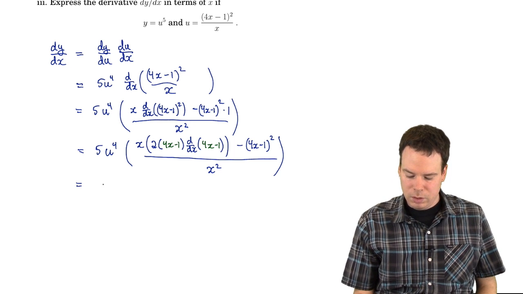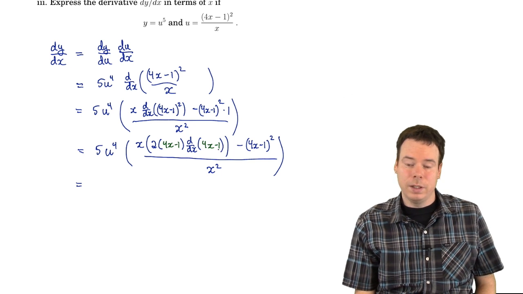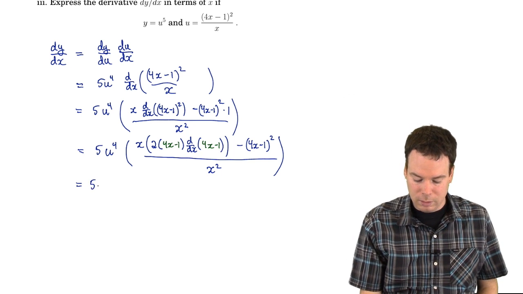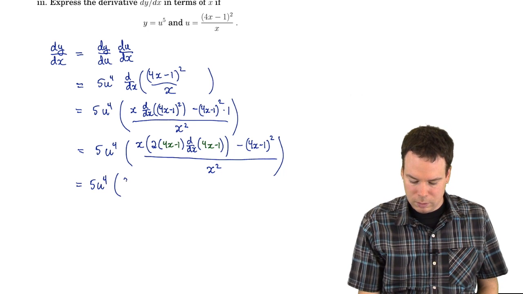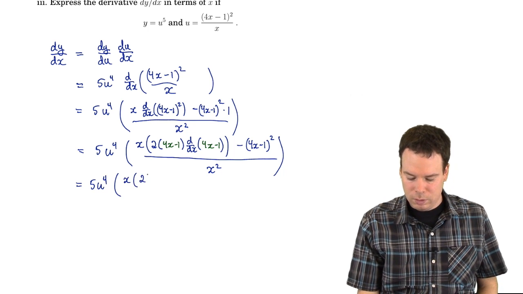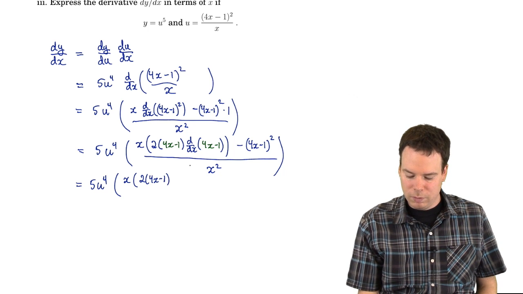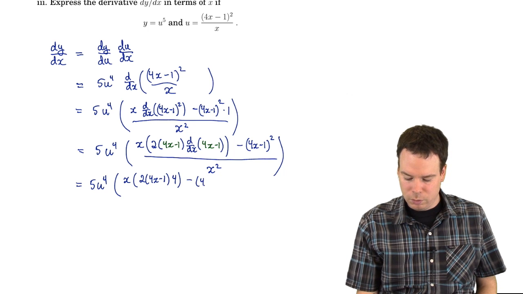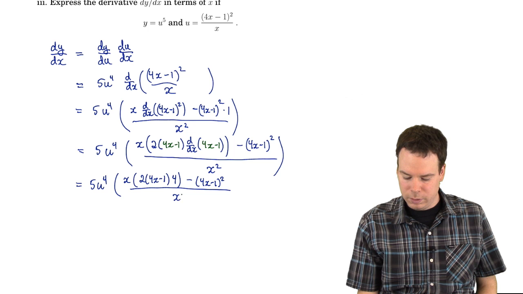And at this stage, now we just have one derivative left to compute, and that derivative is a derivative of a linear function. So we can get that easy enough. It's going to be 2 times (4x minus 1). Derivative of the linear function, that's just 4. And then there was this (4x minus 1) all squared, all over x squared.